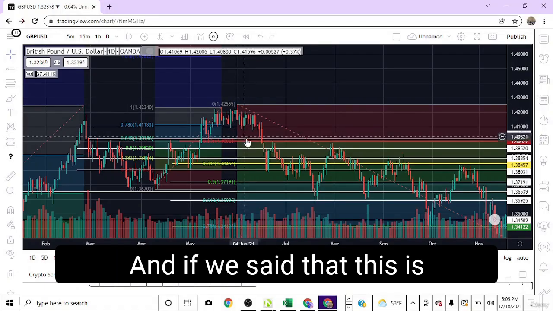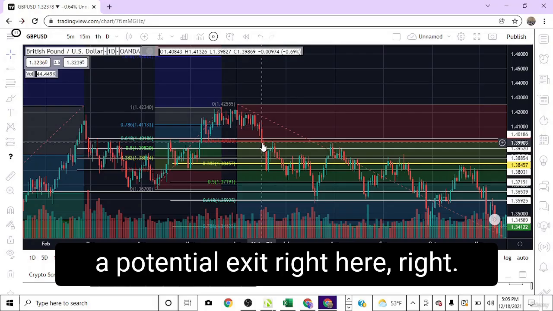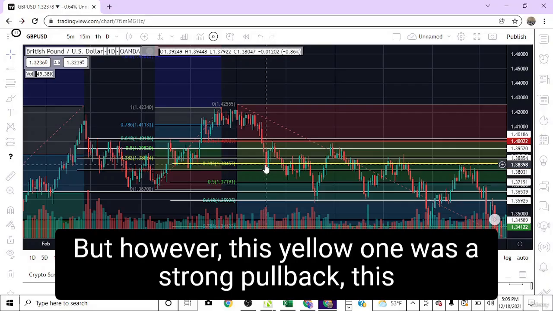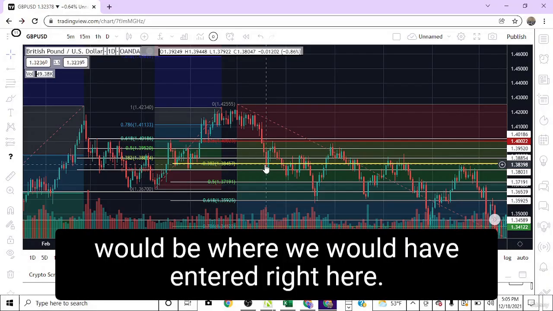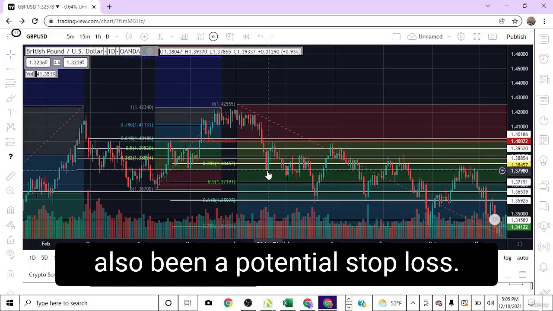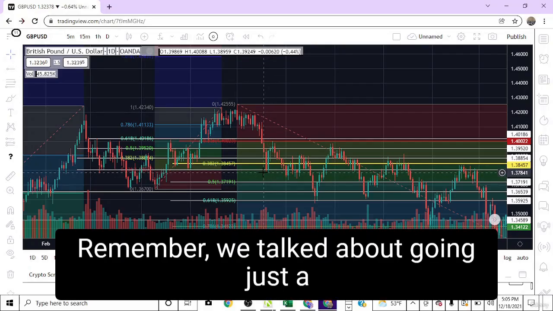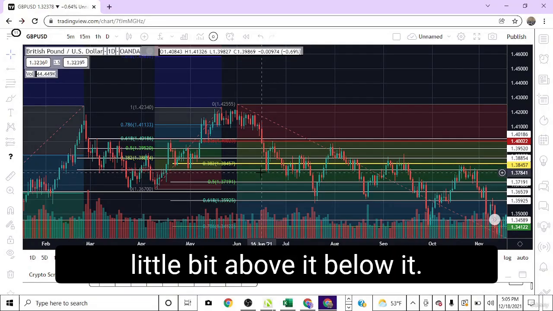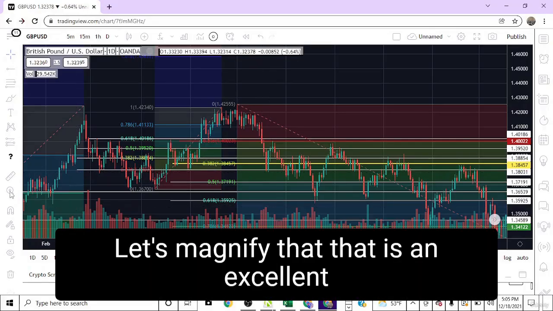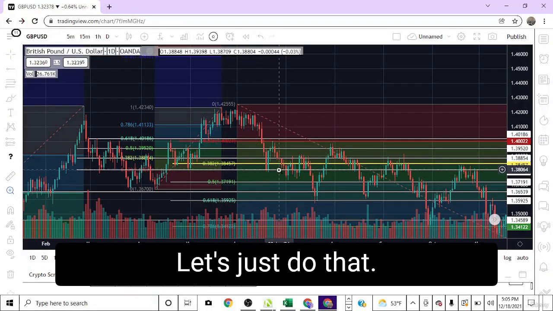And if we said that this is a potential exit right here, right? If the market was going down, but however, this yellow one was a strong pullback, this would be where we would have entered right here. This next line right here could have also been a potential stop loss. Remember, we talked about going just a little bit above it, below it. And look what happened. Let's magnify that. That is an excellent site to look at right quick. Let's just do that.